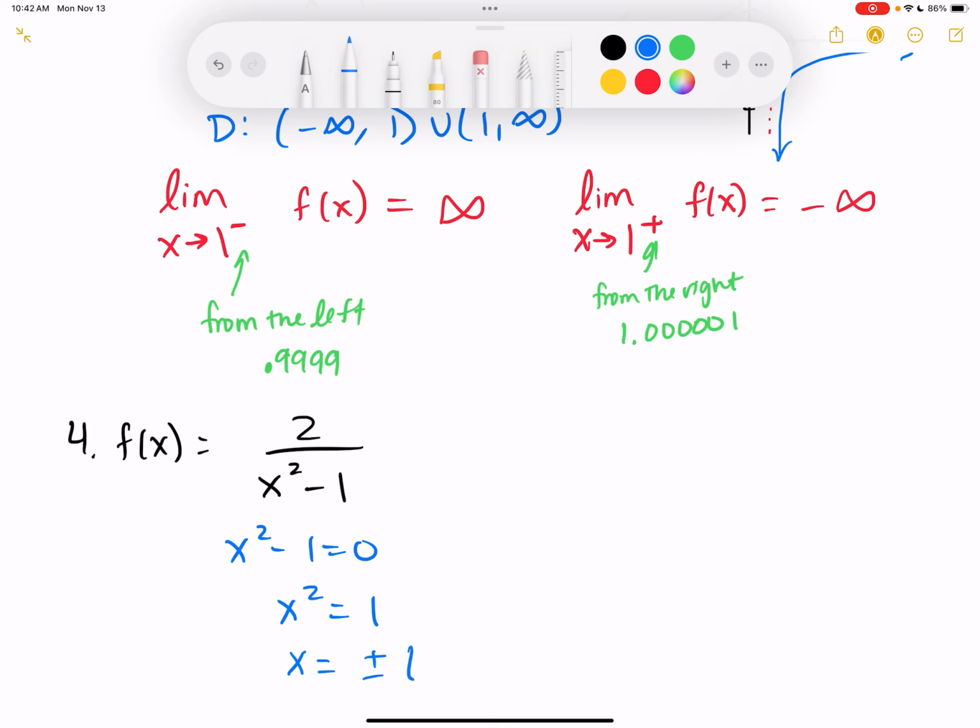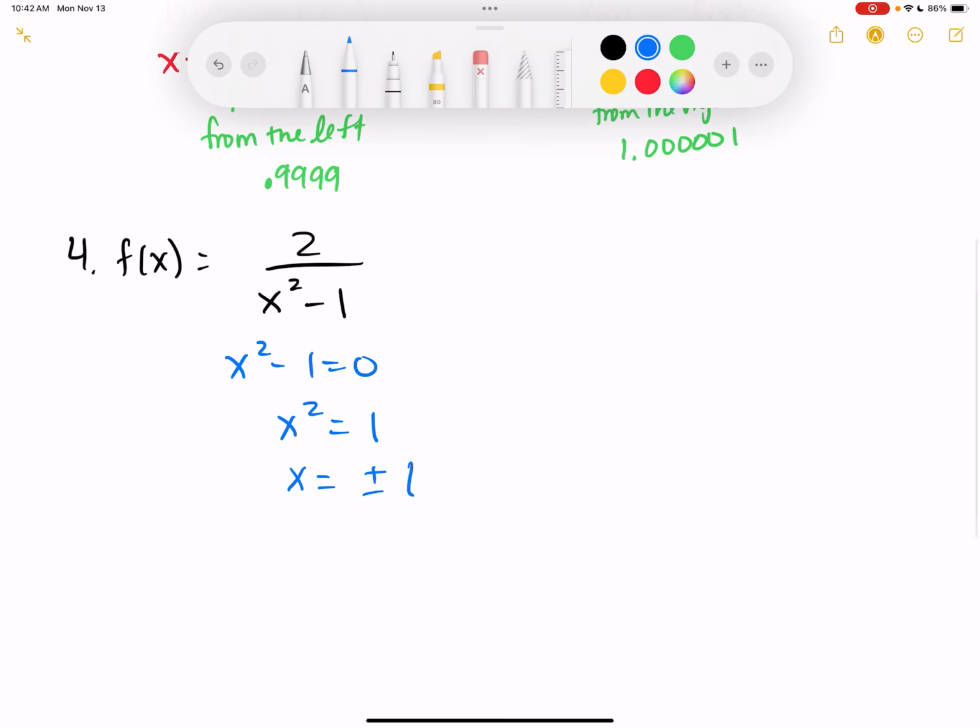So that means both of those numbers, positive and negative 1, are going to cause an issue. So everything except for negative and positive 1 will be included. So my domain for this one is going to look something more like negative infinity to negative 1, union, negative 1 to 1, union 1 to infinity.